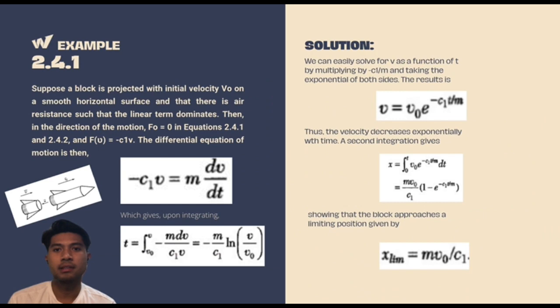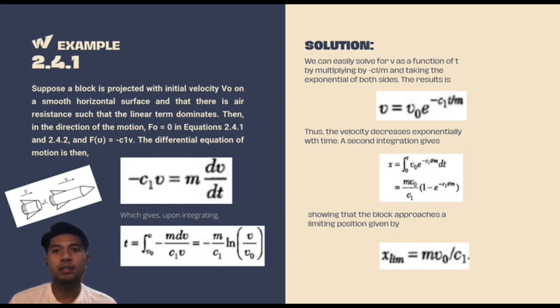So let's move to the first example. Suppose a block is projected with initial velocity v0 on a smooth horizontal surface and that there is a resistance such that the linear term dominates. Then in the direction of motion, F0 equals 0 in equations 2.4.1 and 2.4.2 and Fv equals negative c1 v. The differential equation of motion is then negative c1 v equal to m dv over dt, which gives, upon integrating, as below.